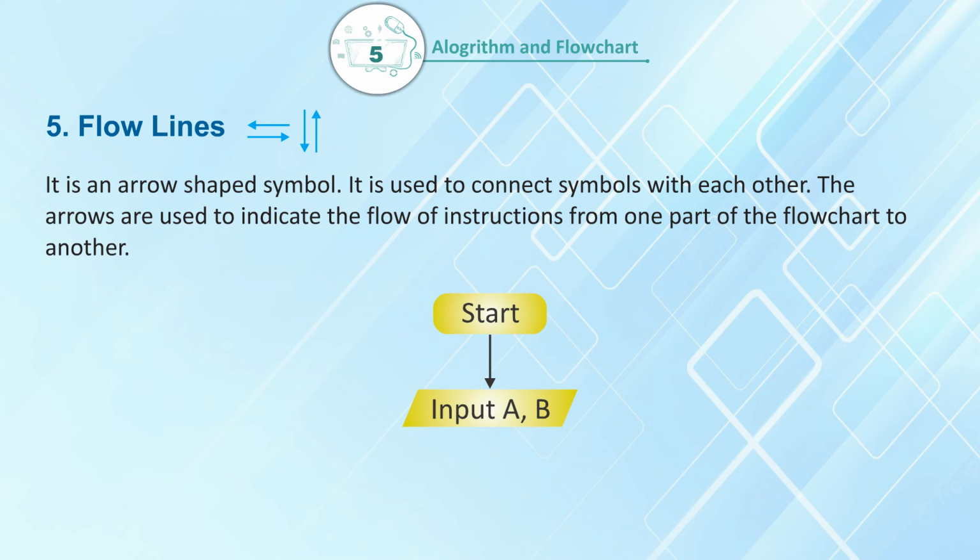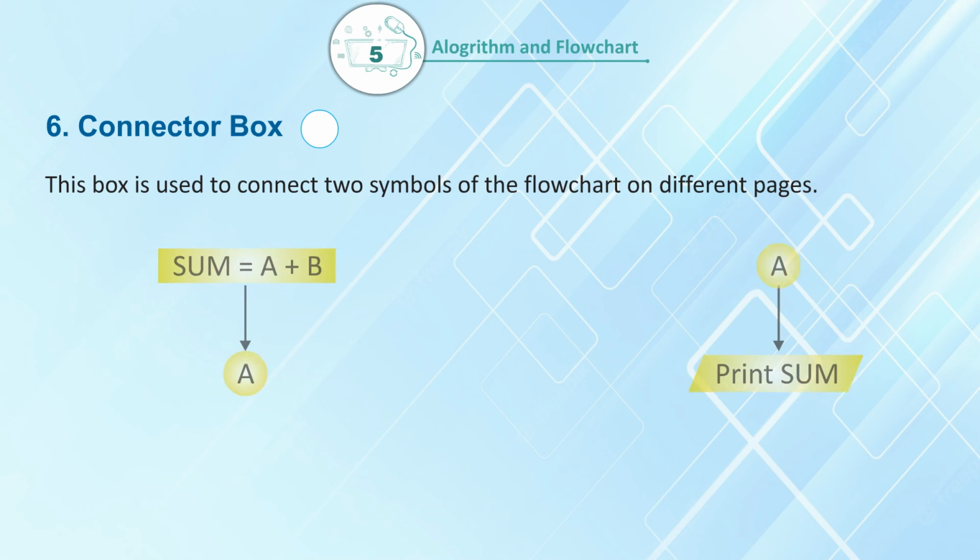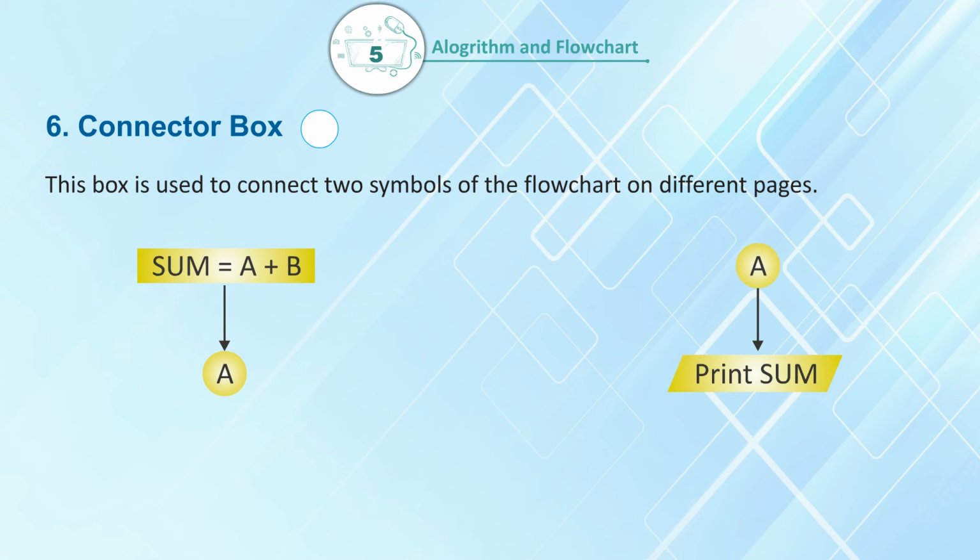Flow lines. It is an arrow-shaped symbol. It is used to connect symbols with each other. The arrows are used to indicate the flow of instructions from one part of the flowchart to another. Connector box. This box is used to connect two symbols of the flowchart on different pages.